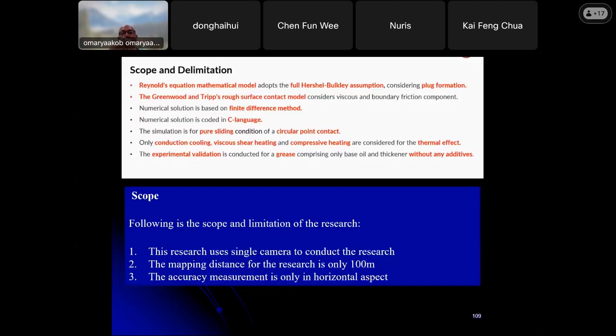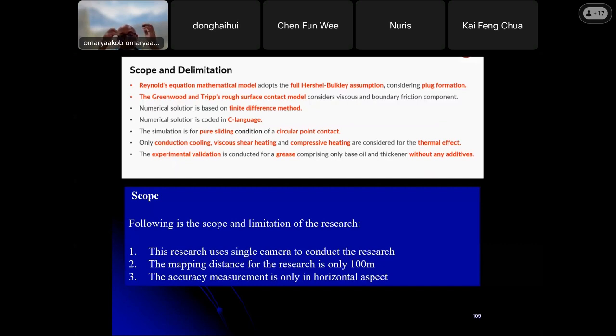Scope: Reynolds equation model. So we use the Reynolds equation model, but we use the Herschel-Bulkley assumption. And then all the methods: what are the assumptions, what language we are going to use in the programming, what is included inside the thermal effect. Okay, the last one here.